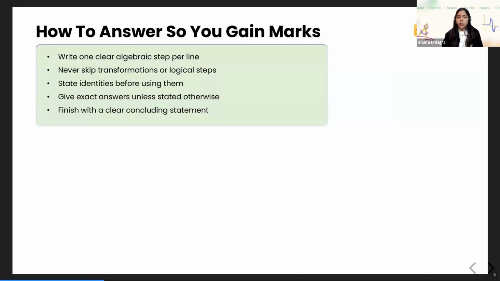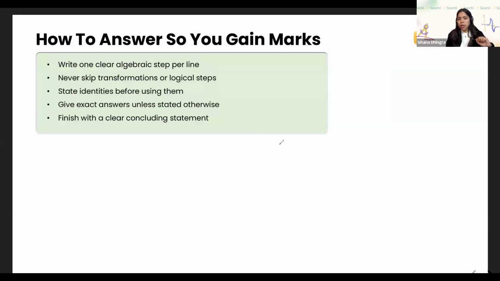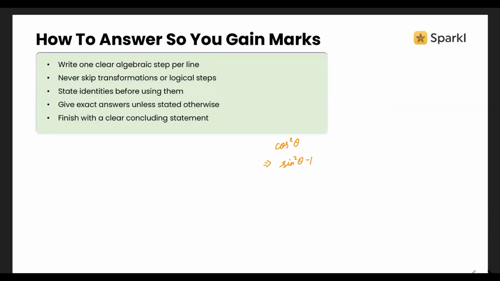So write one clear algebraic step per line. Never skip transformations or logical steps. State identities before using them. I'll tell you one thing. There was a notebook that I was checking, and there was cos squared theta written in one of the equations. And in the next line, the student wrote sine squared theta minus 1 as cos squared theta. Can anyone tell me why the student lost a mark here? It's supposed to be 1 minus sine squared theta.